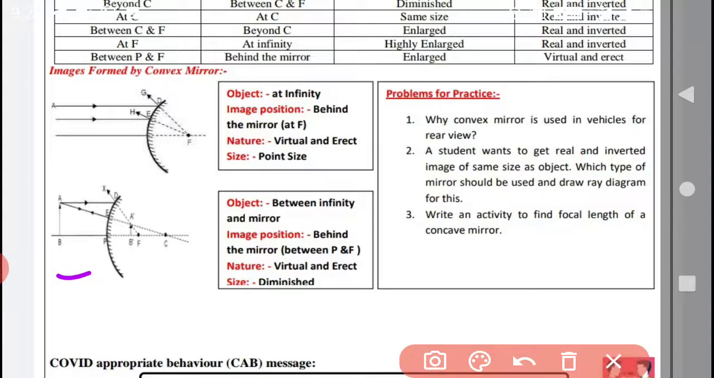The second one is when the object position is between infinity and the mirror.